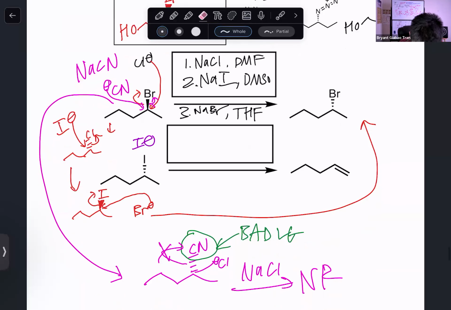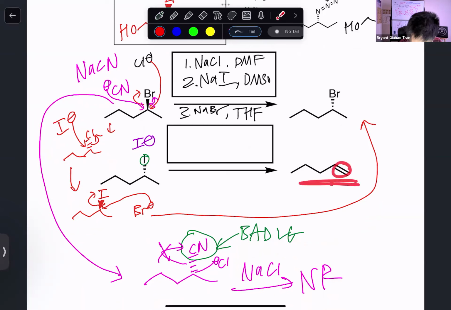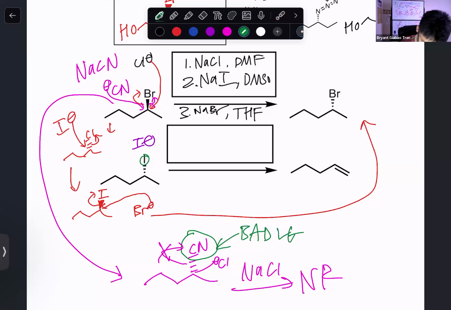So let's look at this last one here. We do have a good leaving group, iodine, and in the product, we have an alkene. Whenever you have an alkene as a product, what reaction comes to mind? Substitution or elimination? Elimination, E, right.